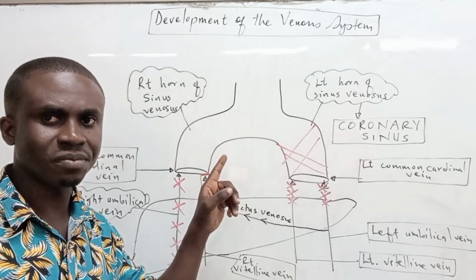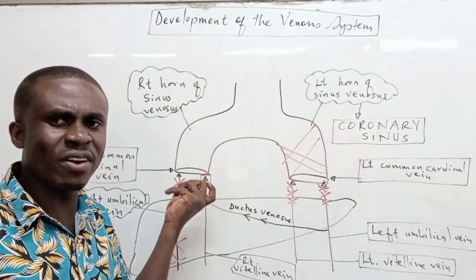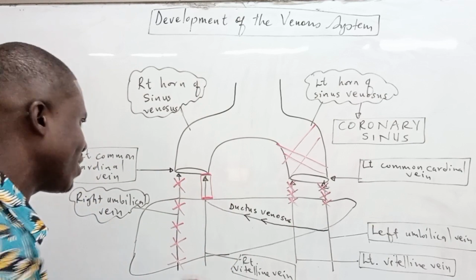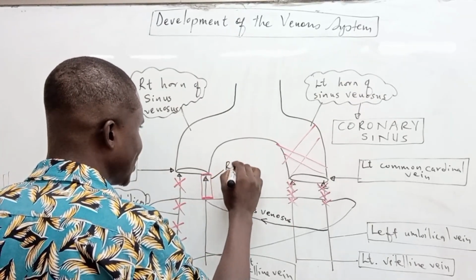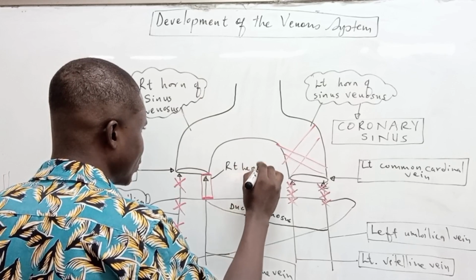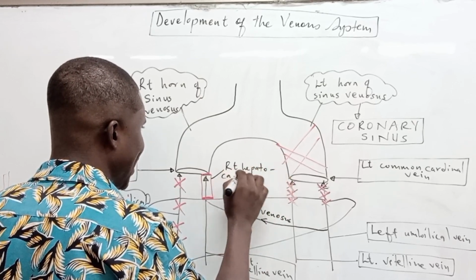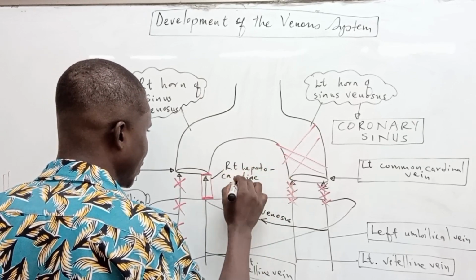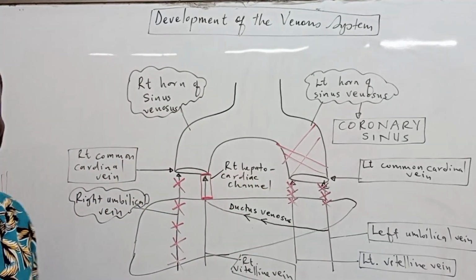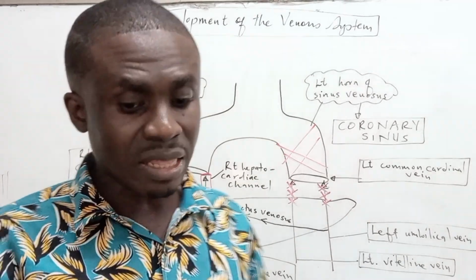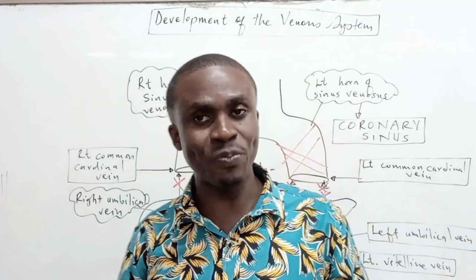Hepatocardiac channel. But because this one belongs to the right side, we want to qualify it with the prefix right. So we say right hepatocardiac channel. Right hepatocardiac channel. Now think about it from the gross anatomy viewpoint. When you went to the gross lab, for instance, you saw something.